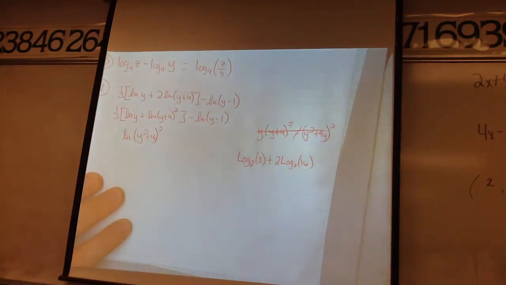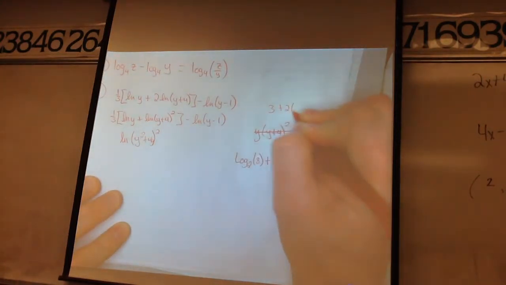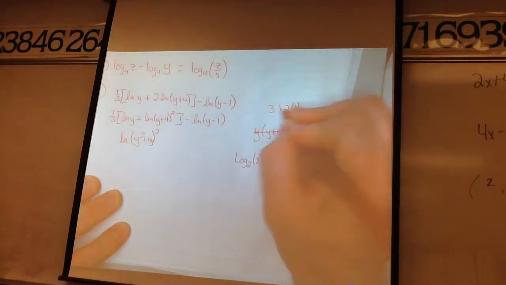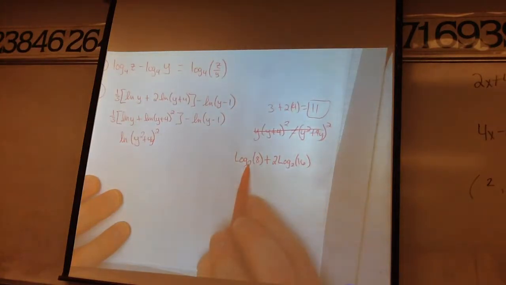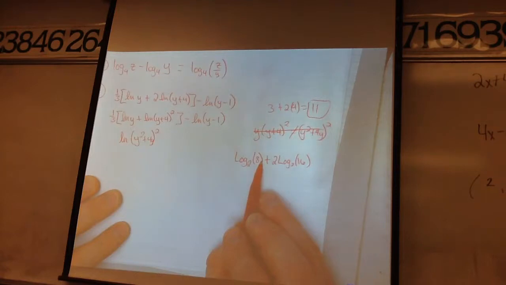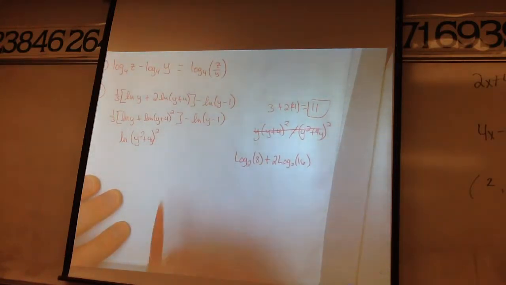So the answer to this is 3 plus 2 times 4. Wait, where'd you get 3? Another question. The answer is 11. Where'd you get 3? Log base 2 of 8 is 3. Oh. 2 to what power gives you 8? 3. Gotcha. 2 to what power gives you 16? 4. 4 times 2 plus 3 is 8.